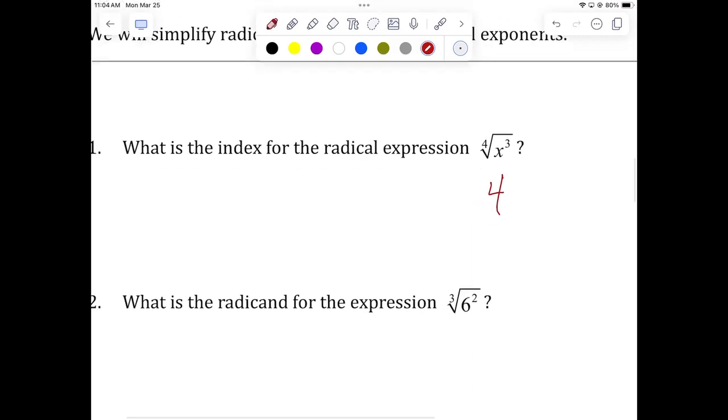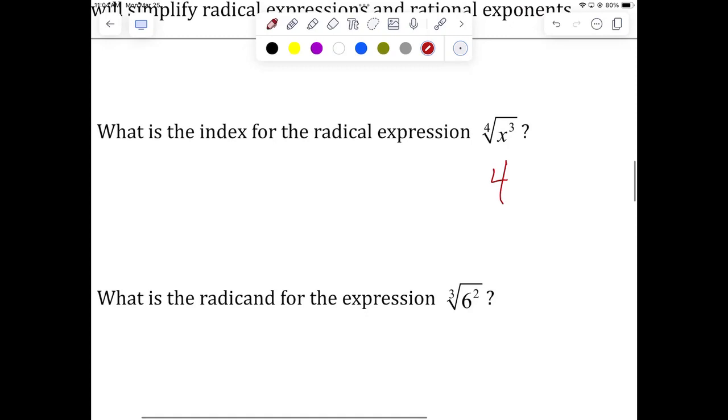What is the radicand for the expression the cube root of 6 to the second? No, 2 is the exponent of the radicand. What? 6 squared. Yes. The radicand is everything under the radical. Got it?